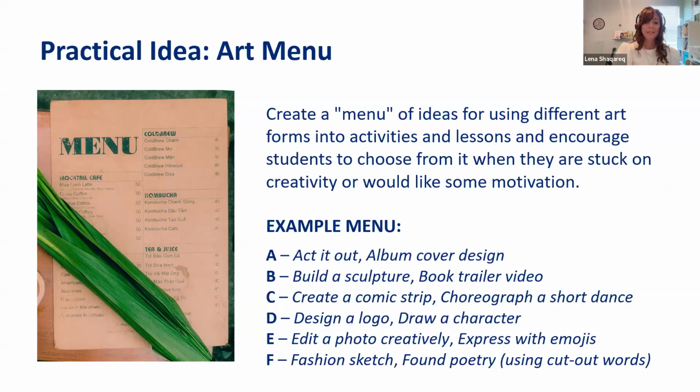So an example of that would be, let's say under A's, you can have activities listed such as act it out and album cover design. Under B, you can have build a sculpture, possibly book trailer video. C can include create a comic strip or choreograph a short dance. D can be design a logo or draw a character. E can include activities like edit a photo creatively, express with emojis. F can include fashion sketch, found poetry using cutout words, and you get the idea and you keep going all the way and you keep adding to that.